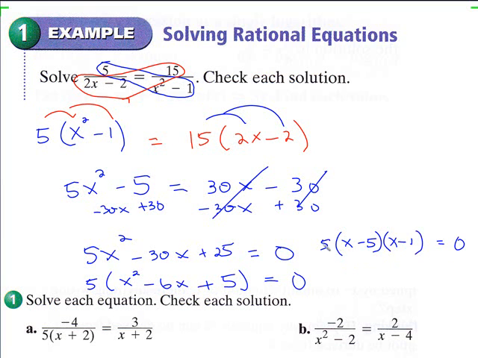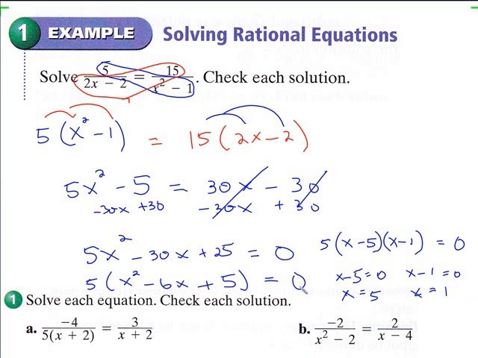There's no x out here, so all you have to do is take each one of these factors, x minus 5, set it equal to 0, so x is going to equal 5. Then over here, we have x minus 1, set it equal to 0, so x is going to equal 1. Those are your solutions. You don't need to worry about the 5 here, because there's no x. If there were an x here, x equals 0 would have to be one of your solutions. So your solutions are x equals 5 and x equals 1.